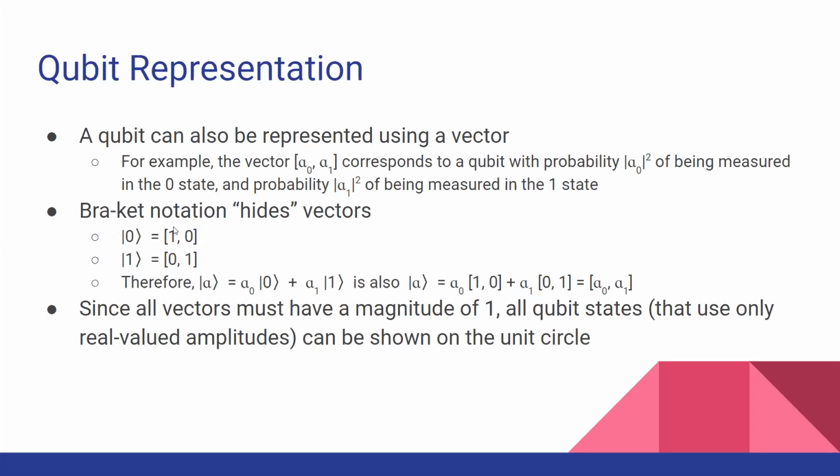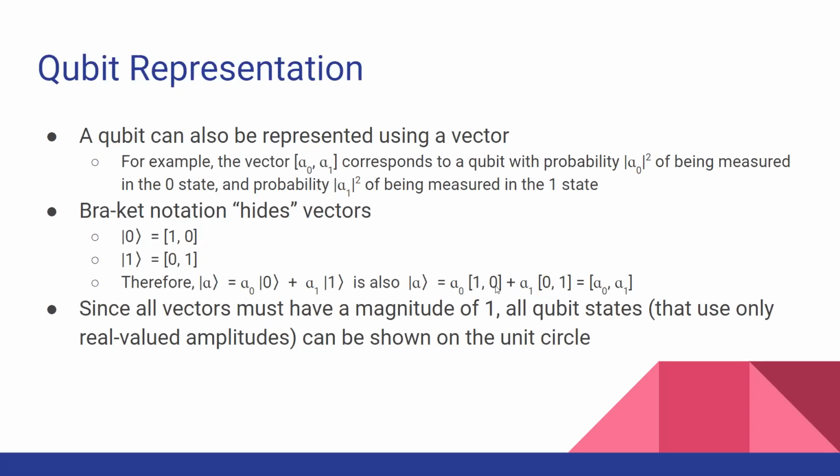So you can see if we count this to be the 0th index, and this is the first index, the 0th index is 1 for the 0 state, and the first position is 1 for the 1 state. So therefore, we can take our equation from the last slide. It's also the same as this, as if we just plugged in these vectors. And so then you're just multiplying a scalar by a vector.